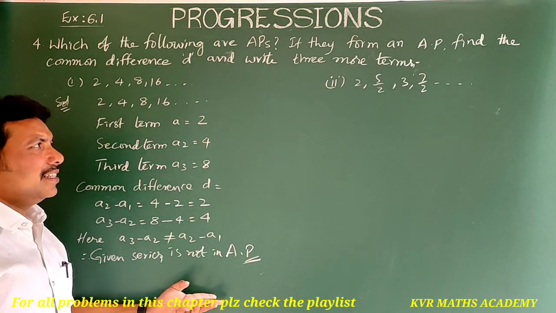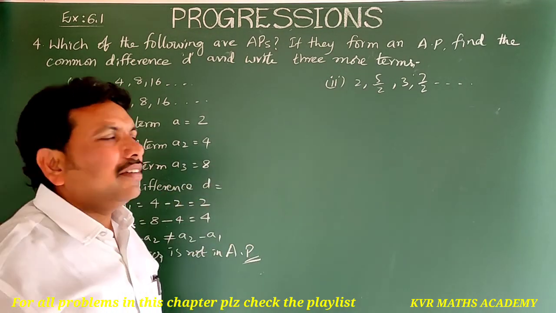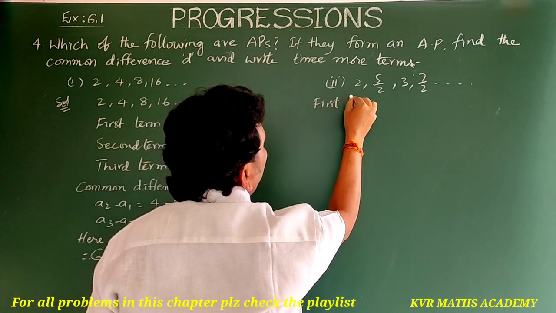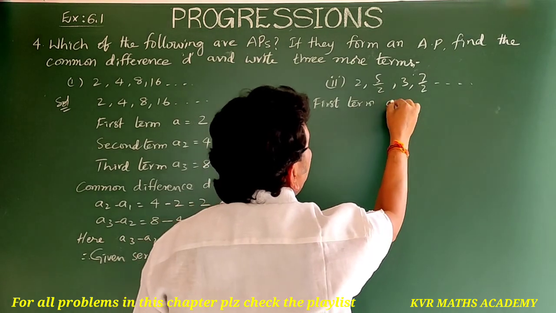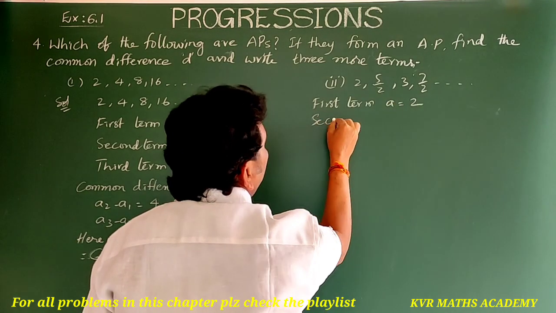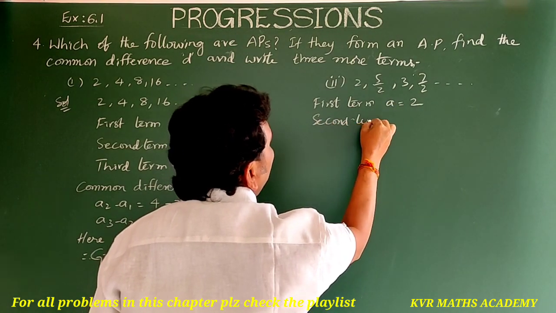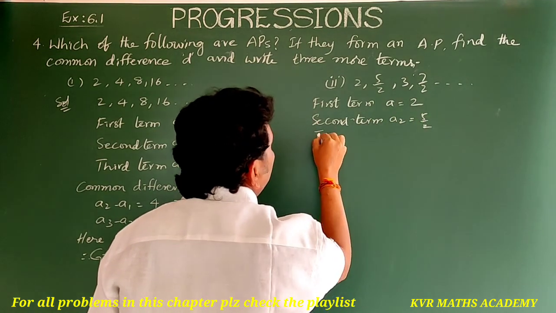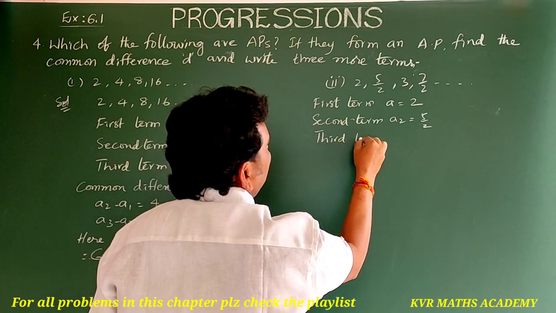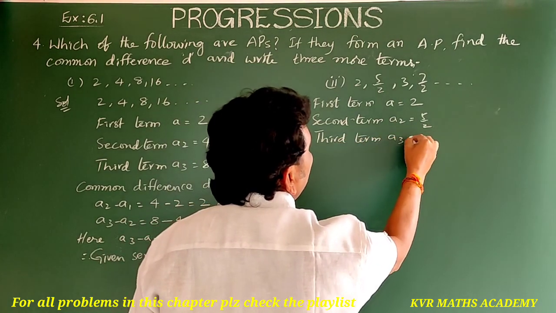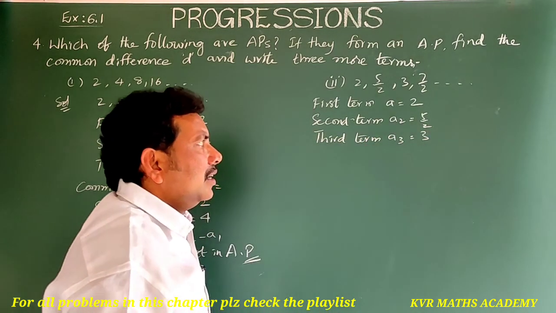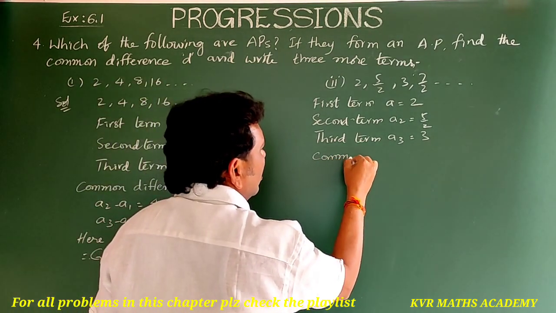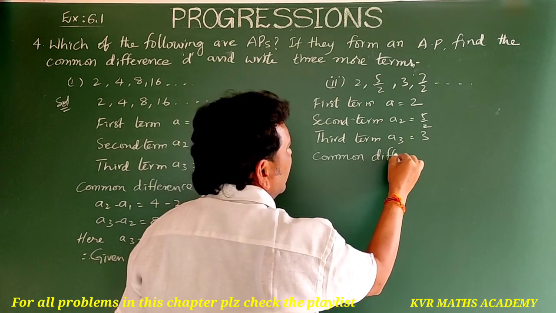Understood clearly? Now coming to the next one. First term a1 is equal to 2. Second term a2 is equal to 5 by 2. And the third term a3 is equal to 3. Let us find the common difference.